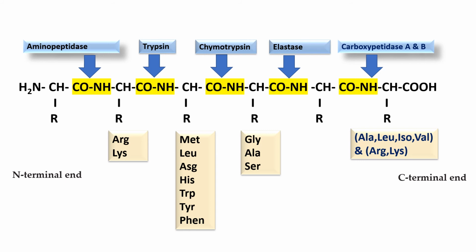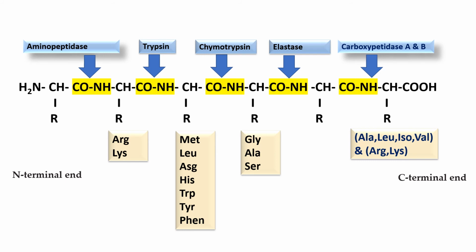COOH group. So here it acts, while carboxypeptidase B hydrolyzes the proteins from their carboxyl terminal, that is the C terminal, by cleaving the terminal peptide bond involving the amino group of end amino acids like arginine and lysine.